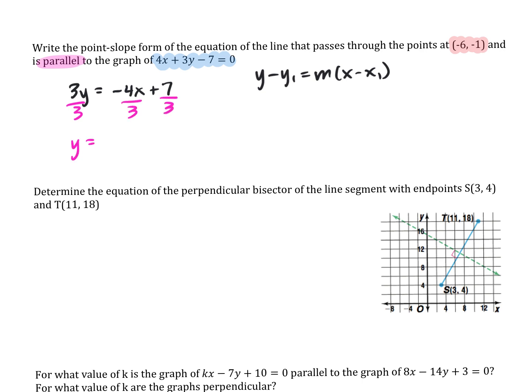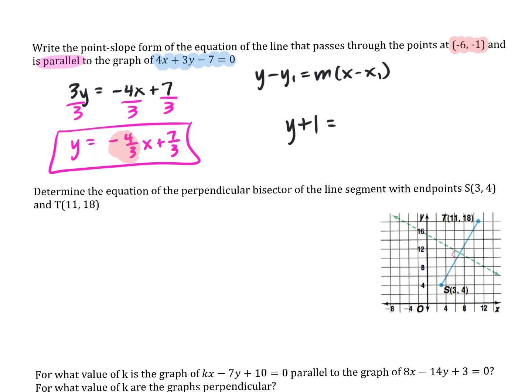What would you say my equation on my line is? Y equals negative 4/3 x plus 7/3. Beautiful. We're going to use this point and this slope. Let's do it. Now, Sev, I'm ready for you. Y minus... Y plus 1.